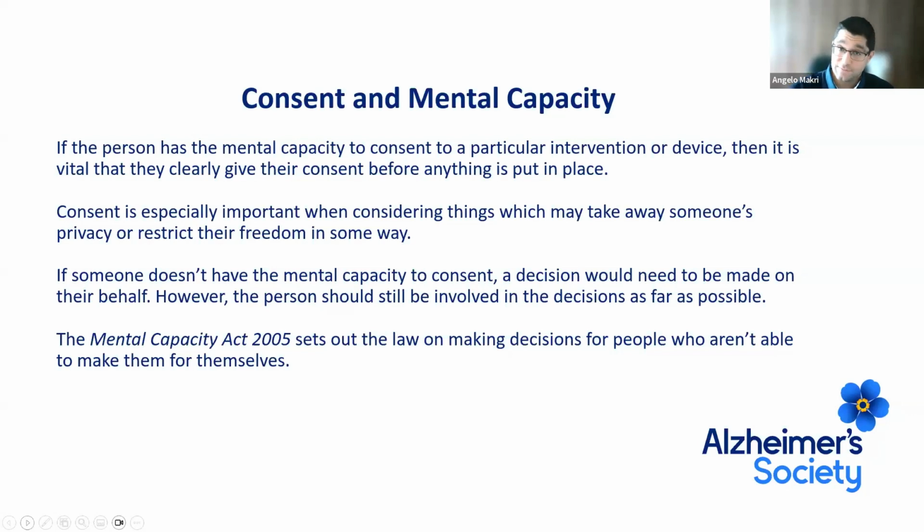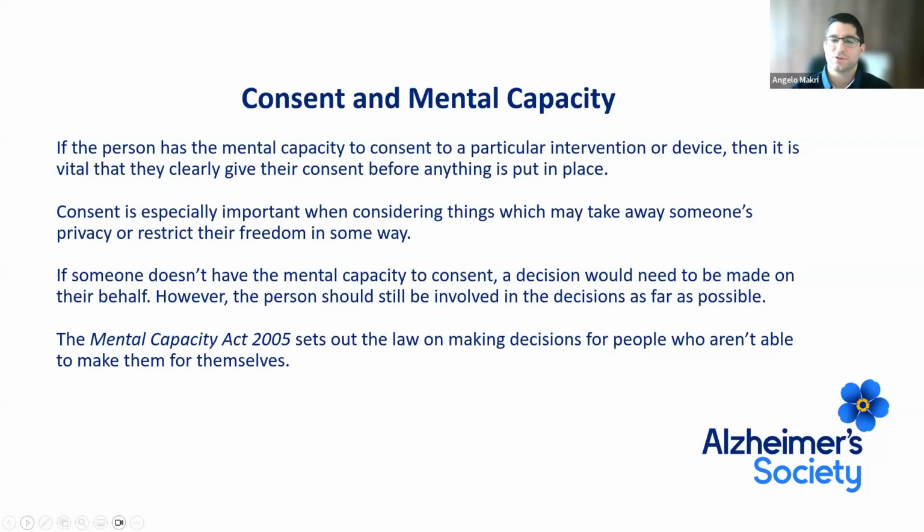Okay, so if someone doesn't have the mental capacity to consent, then a decision needs to be made on their behalf. So this is essentially what's known as a best interest decision. In saying that, the person should still be involved in the decision as much as possible. If there's a power of attorney in place, the attorney can make the decision, or if there's a deputy in place, the deputy can make the decision. But again, they need to involve the person as much as possible.